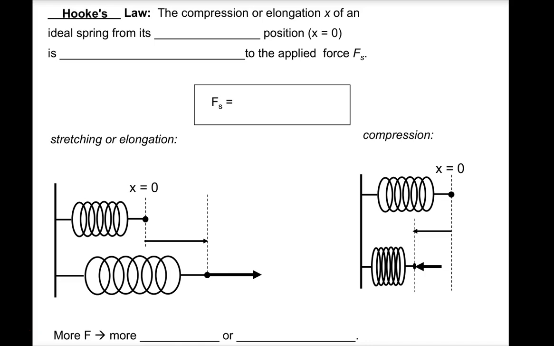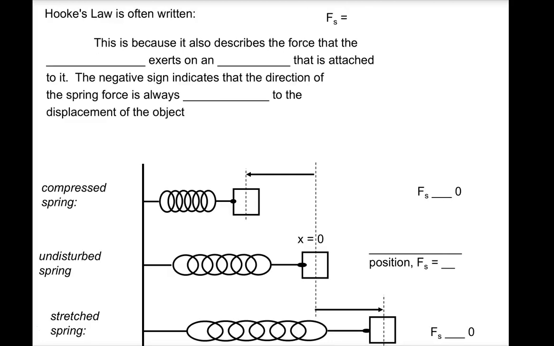Check. Hooke's law: the compression or the lengthening of an ideal spring from equilibrium, X equals 0, is directly proportional to the applied force F. You pull Kx, that's directly proportional to X, and pull the other way. If you're stretching, there's your force, X is positive. If you're compressing, there's your force, X is negative. More X, more stretch, or more compression.